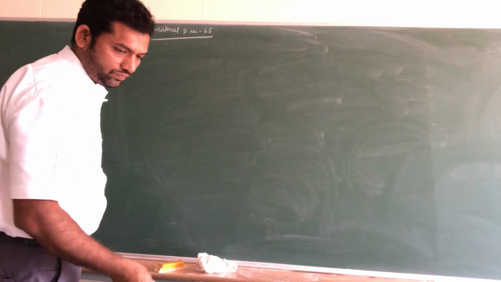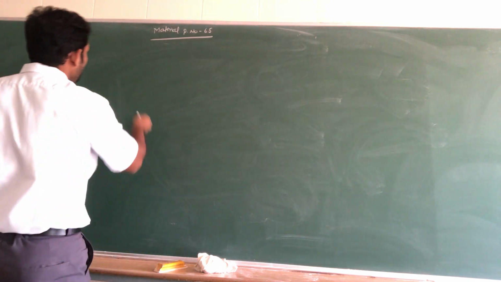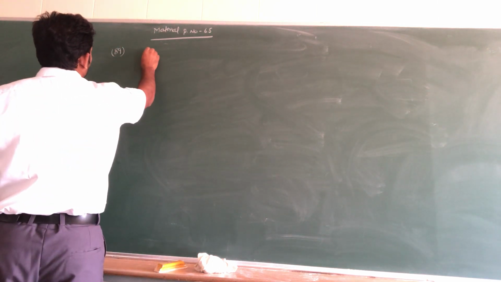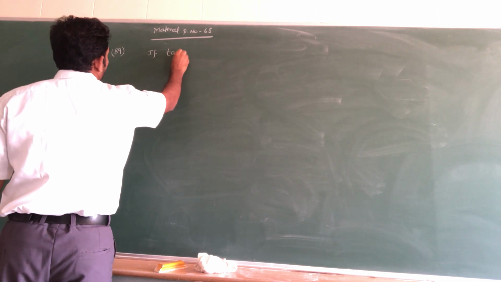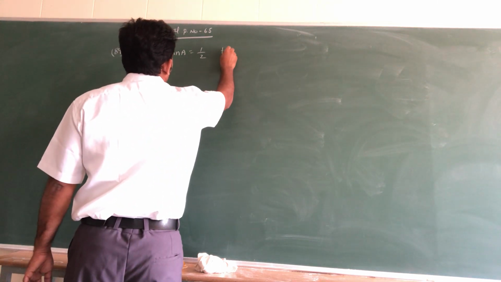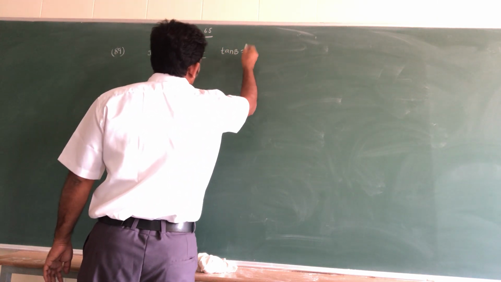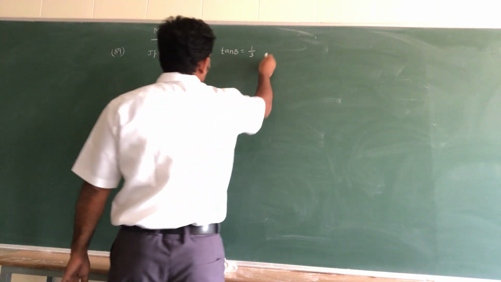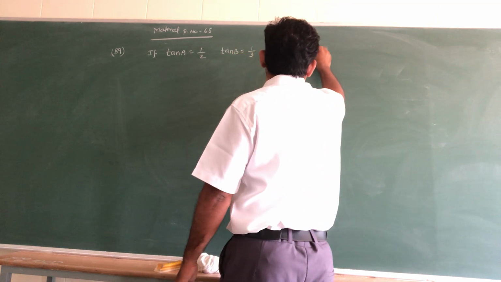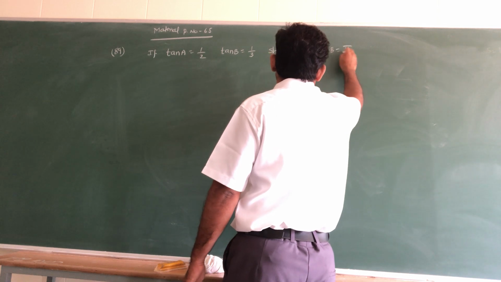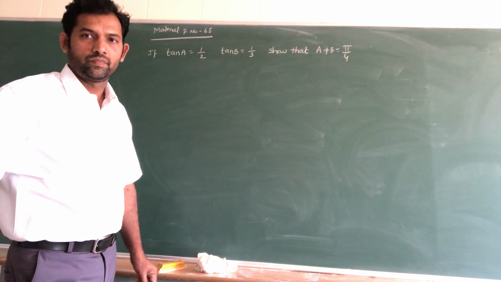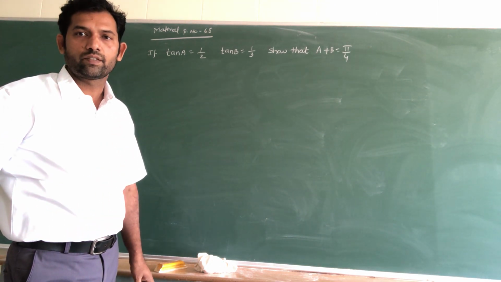Next question, 89. If tan A equals 1 by 2, tan B equals 1 by 3, show that A plus B equals pi by 4. Understand?